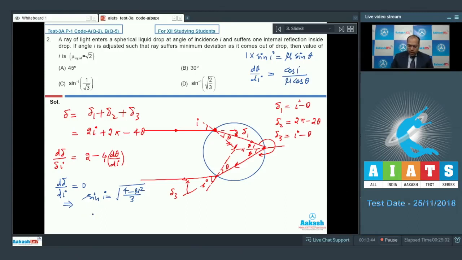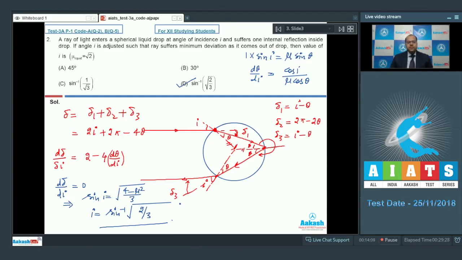So if I calculate the value of I, that is equal to sine inverse under root 4 minus mu square by 3. The value of mu is root 2, so mu square is 2. So 4 minus 2 is 2, so 2 by 3. So the correct answer for question number 2 is option D.